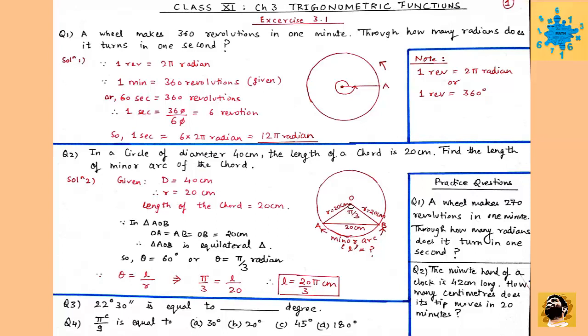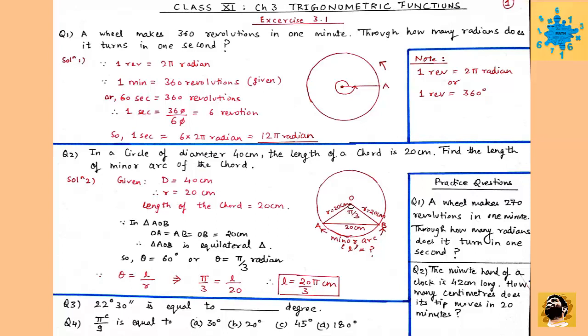Students, our first question for today is, a wheel makes 360 revolutions in 1 minute. Through how many radians does it turn in 1 second? Since we know that 1 revolution is equal to 2 pi radian, or 1 revolution is equal to 360 degree. So according to our question, it is given that in 1 minute, the wheel makes 360 revolutions.